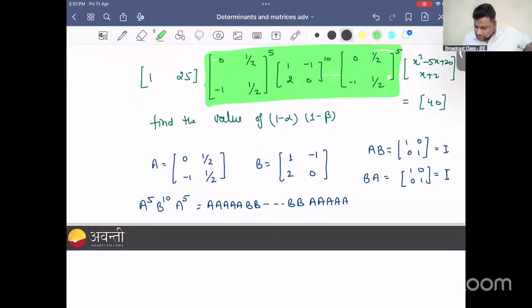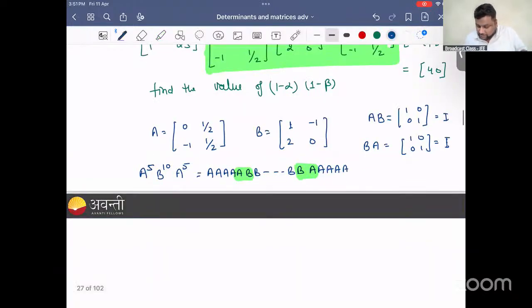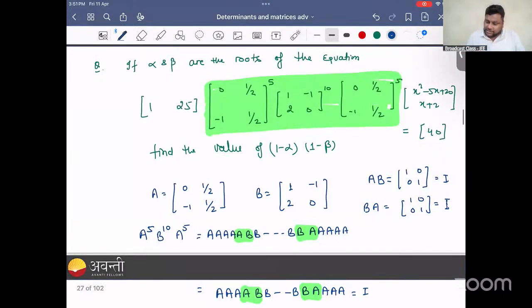All right. First of all, this B into A will multiply, will give you identity matrix. This A into B will multiply, will give you identity matrix. So what will happen in that case? 4 times A left, 8 times B left, and again 4 times A left. Again, this BA will merge, this AB will merge, and this will keep on going. And ultimately, what do you get? You will get an identity matrix. So the major catch in this is that this in between will become an identity matrix.